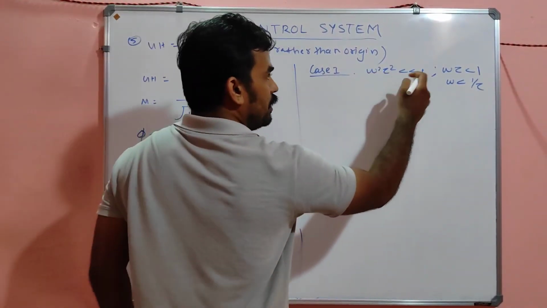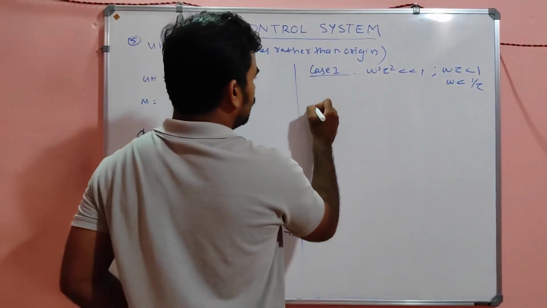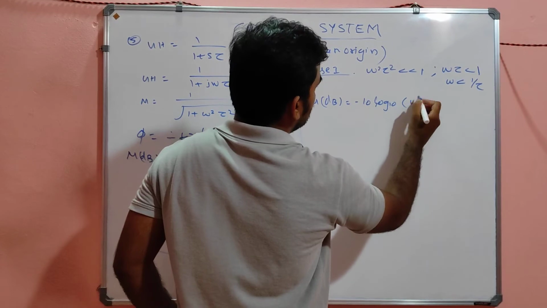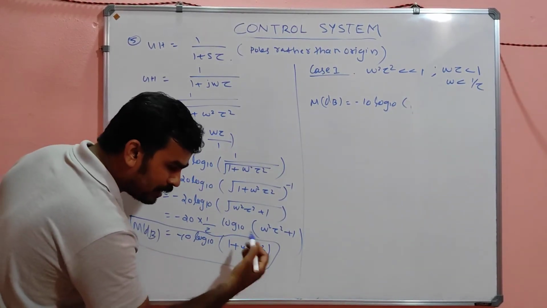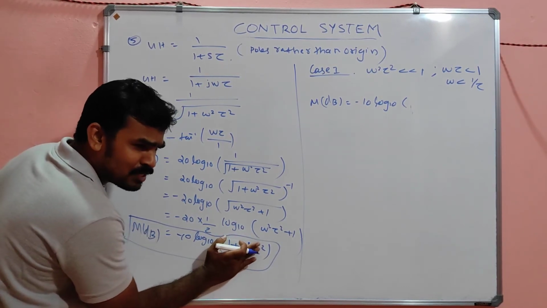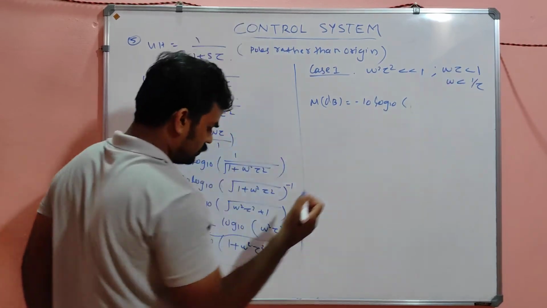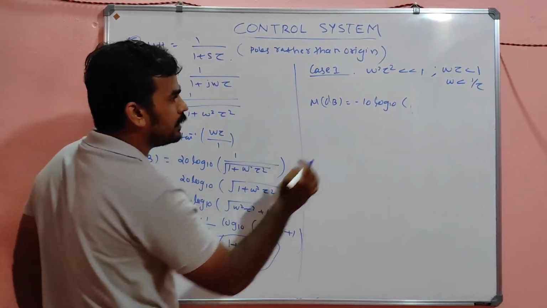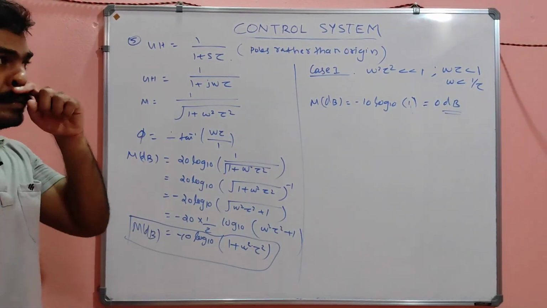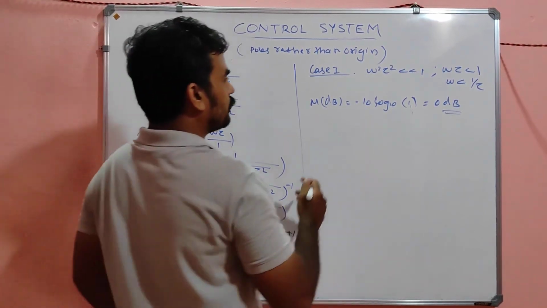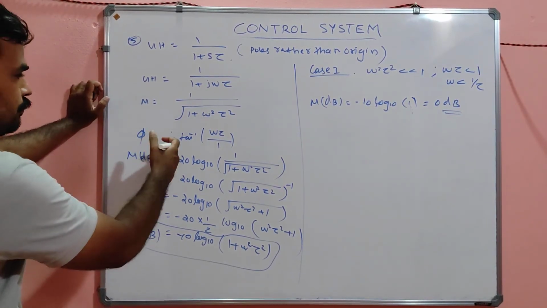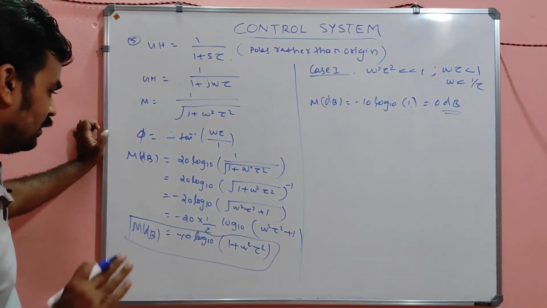Suppose omega square tau square is very less than 1, what will be the M in dB, my dear? M in dB will be equal to minus 10 log 10 of 1 plus omega square tau square. Now this omega square tau square is very less than 1, so you can neglect it, because compared to 1 it is very less. So you can simply take log 1, and the answer will be simply 0 dB, my dear. Okay, the problem is very clear. Leave the phase angle concept, my dear, it's not that important.